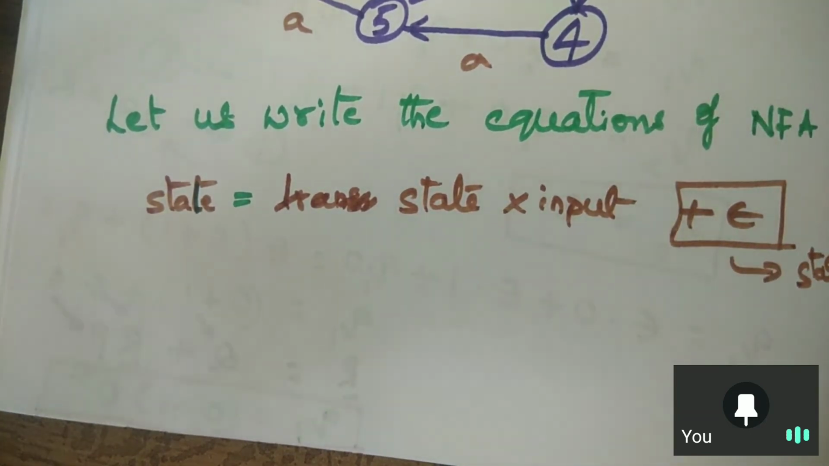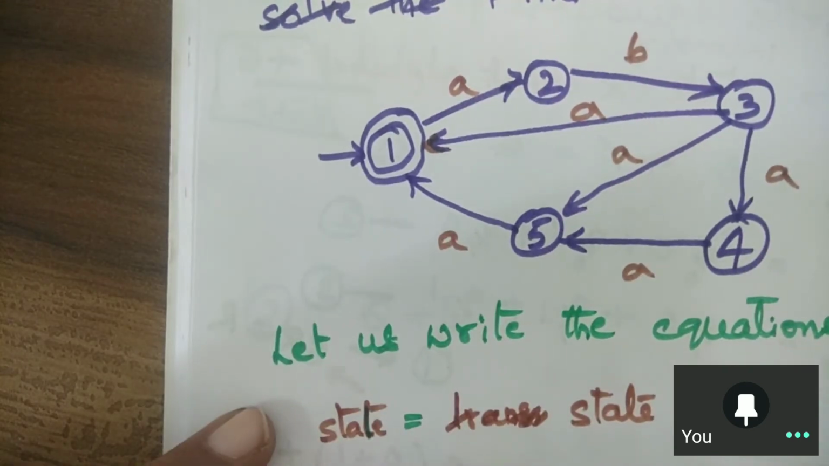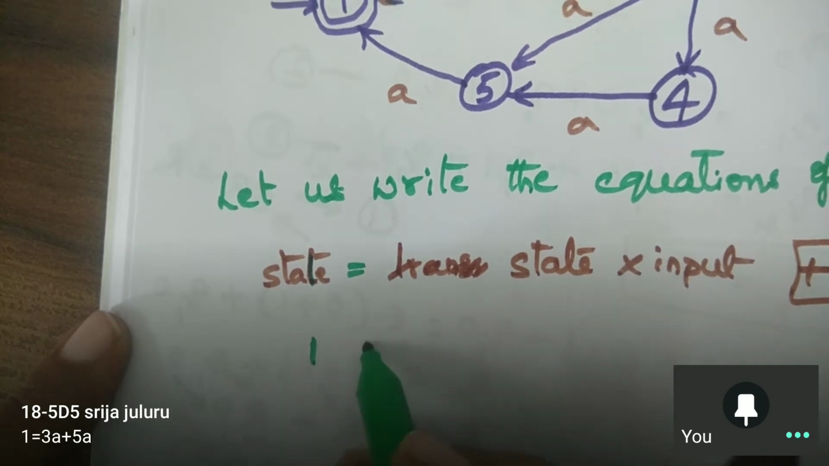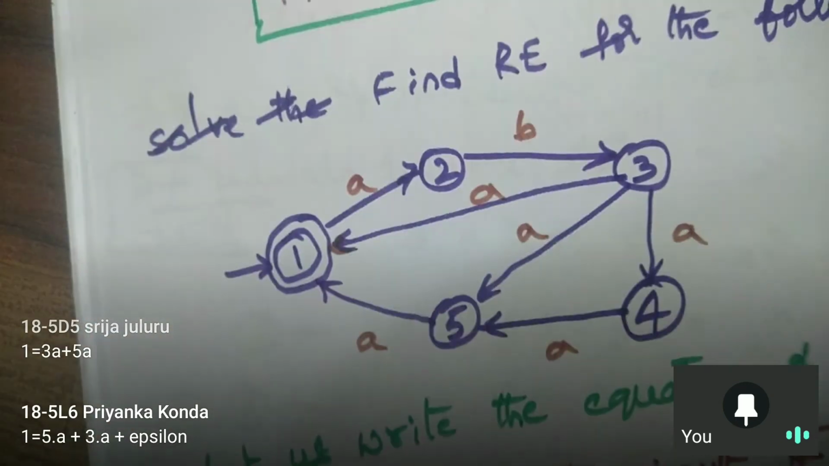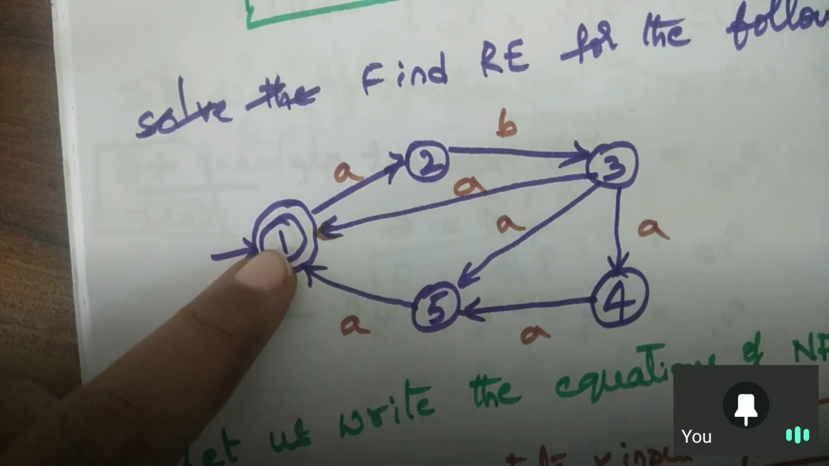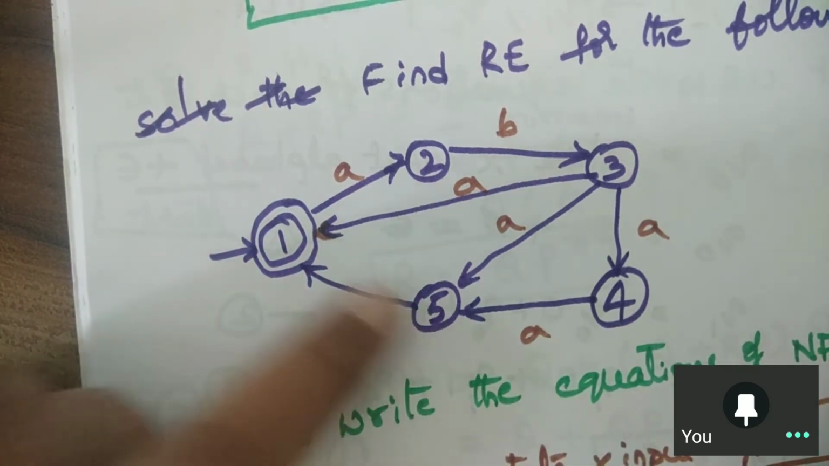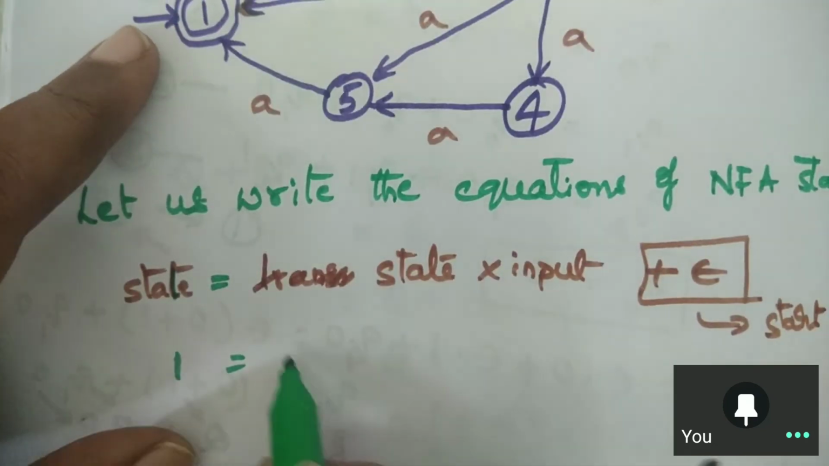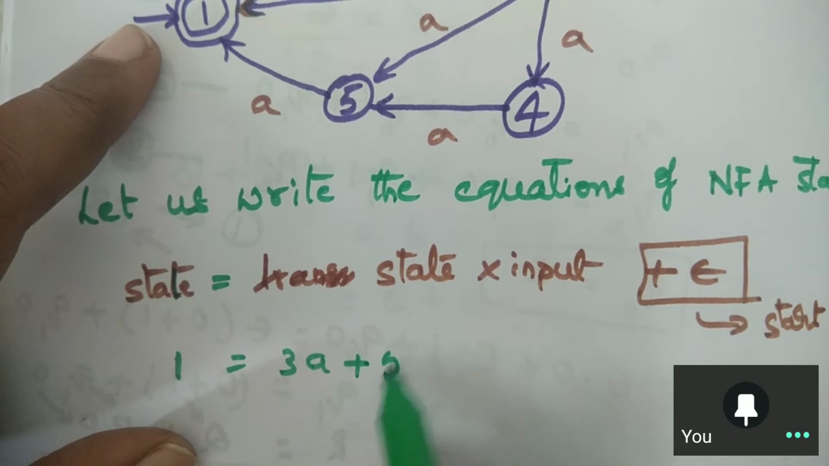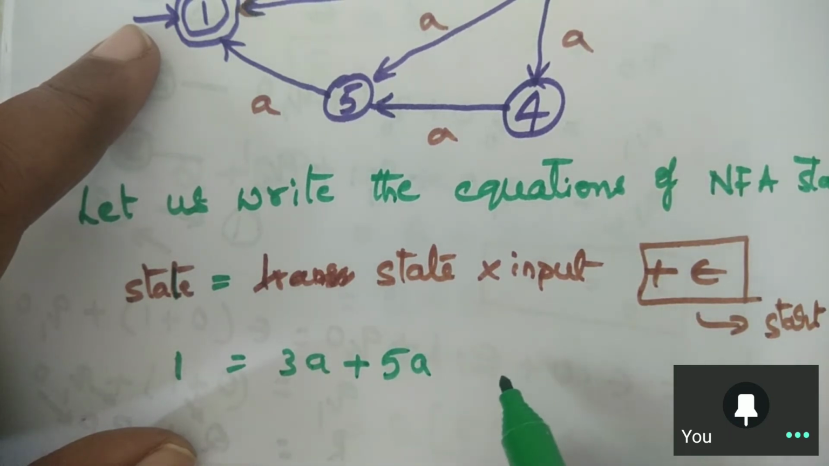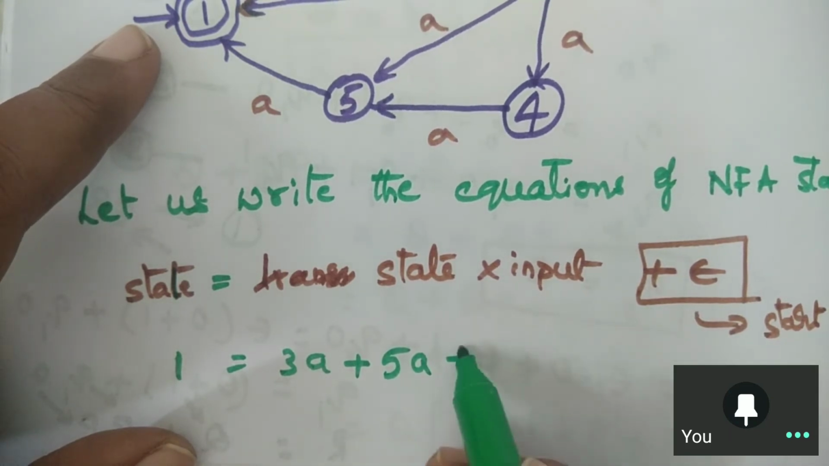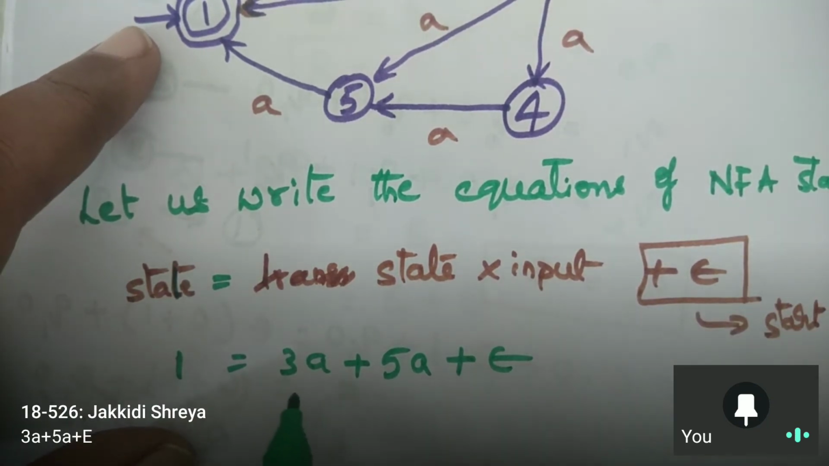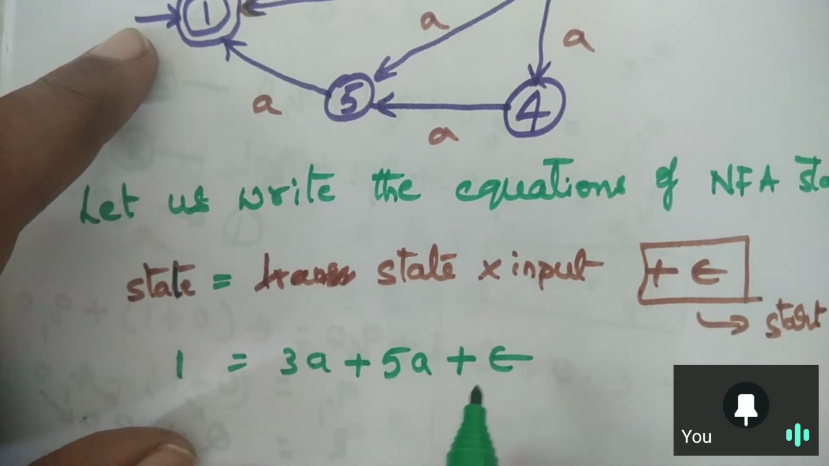So what should be the equation? 1 is the start state. For 1, what should be the equation? 1 is 3a plus 5a. So the incoming arcs to 1: from 5 it has an incoming arc, from 3 it has an incoming arc. So we can write it as 3a plus 5a, and 1 is the start state. Since 1 is the start state, we should also add epsilon. Yes, very good. Shreya is giving me the correct answer. 3a plus 5a plus epsilon.